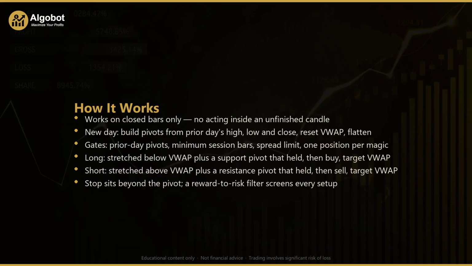The short is the mirror image. Price must be stretched at least the minimum stretch multiple of ATR above VWAP, and the bar must have poked a resistance pivot but closed back below it. The EA signals a sell at the bid, again targeting VWAP, with the stop placed above the pivot. Finally, there is a reward to risk filter. If price has already drifted so close to VWAP that the potential move to target no longer justifies the stop distance, the setup is rejected. So every trade is managed by one of three things: the structural stop, the VWAP target, or the daily reset.